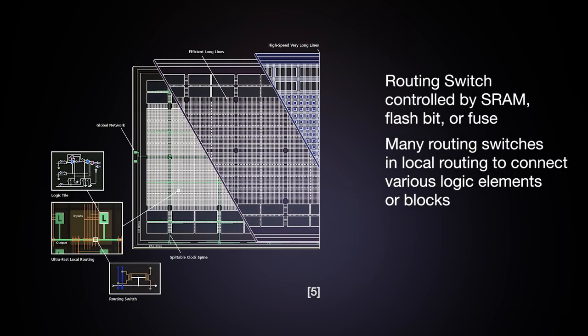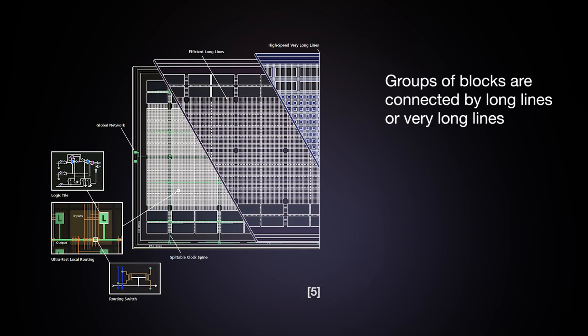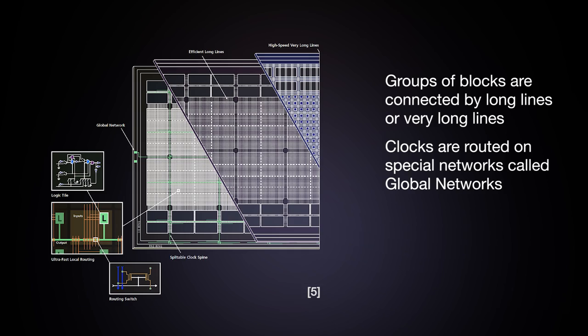There are many routing switches in the local routing to connect various logic elements or blocks. The FPGA is made up of a sea of logic blocks. Groups of the blocks are connected by long lines or very long lines. Common signals like clocks are routed on special routing networks called global networks.